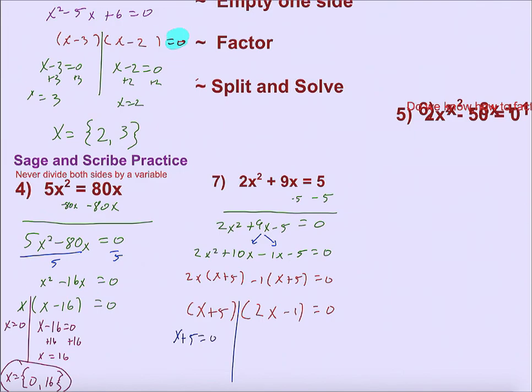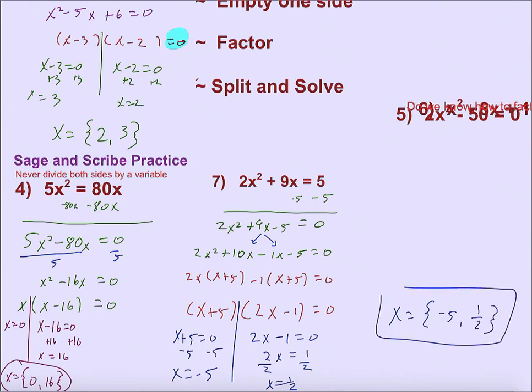x plus 5 equals 0. That one's the easy one. The other one, it's not hard, but it's one step longer. 2x minus 1 equals 0. Well, remember, we're solving for x, so I'll add 1 and then divide by 2. x equals 1/2. So my solutions are negative 5 and 1/2. And now you know how to solve a quadratic equation by factoring.